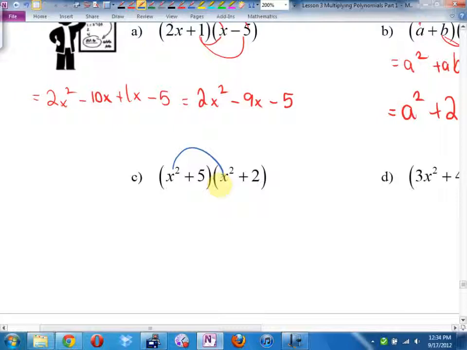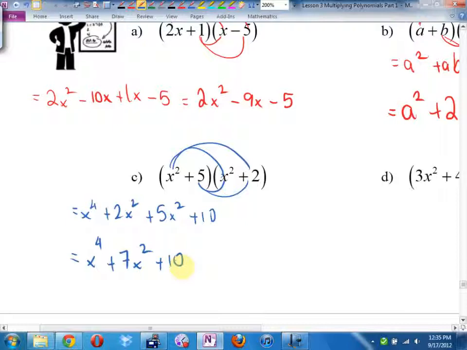Jack, x squared times x squared. What do we got? I totally agree with you. And then it's going to be x squared times positive 2, Jack. Keep going. Positive 2x squared. I think the positive is to remind me to put a plus sign there, right? And then, first outside, or the first thing times everything. Plus 5x squared. I agree with you. Plus 10. Are there like terms I can gather? Yeah, the 2x squared. Okay, take it all the way home. What's the final answer? x to the power of 4, plus 7x squared, plus 10. I agree. Nice job.